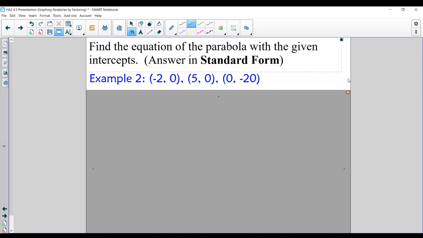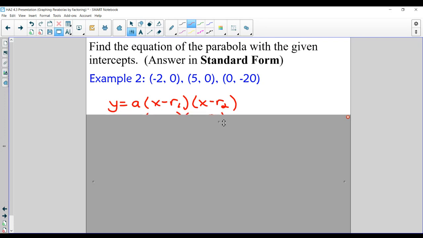All right, so let's go through a couple of different things that you can find. Find the equation of the parabola that has those as their intercepts. Okay, so I am given the two x-intercepts, therefore I'm going to use intercept form. And that's going to be the big thing moving forward: which form should you use? If I give you a vertex, you should use vertex form. If I give you intercepts, you should use intercept form.